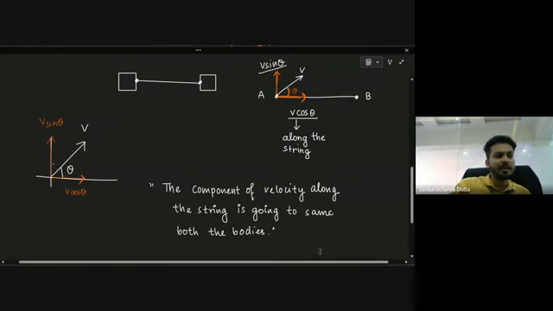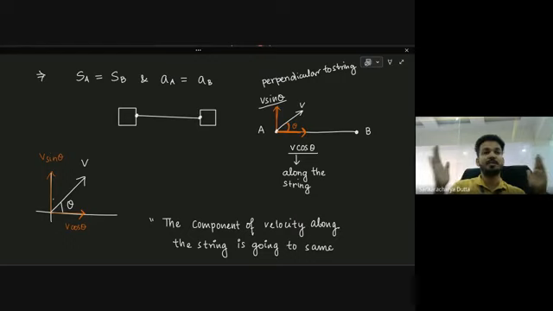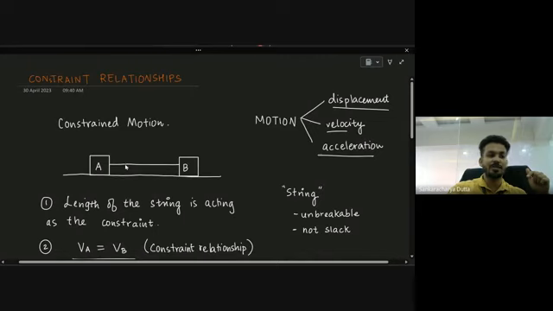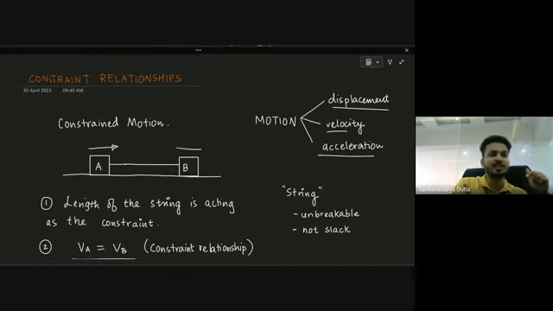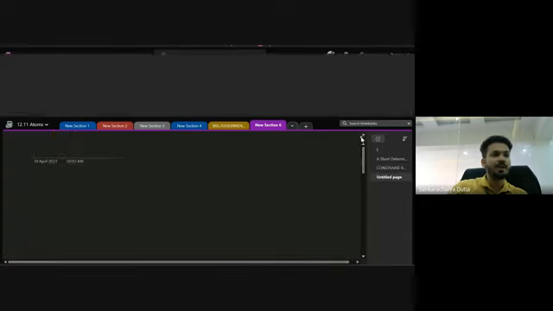If the bodies have some V sine theta, we are not worried about it, because V sine theta is not going to affect the length of AB. The constraint is along the string, because the length of the string can only be affected by V cos theta, not by V sine theta. So the constraint will be on the direction along the string. Here, the velocities that I gave were already in the direction of the string, so you didn't have to worry.